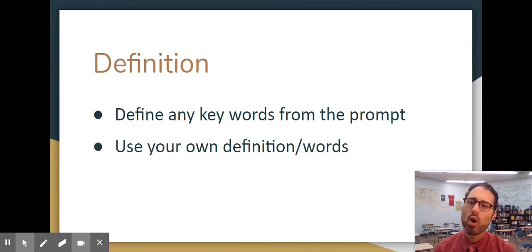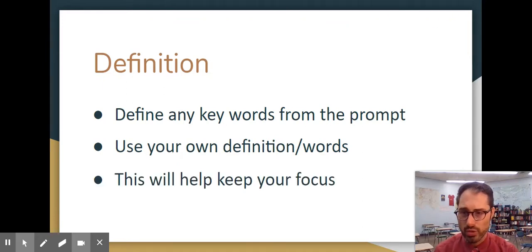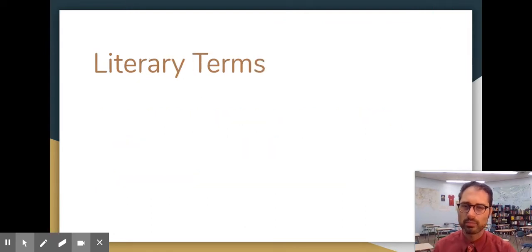And you want to make sure you're using your own definition and words, not from a dictionary or from a Google search. All of this will help you keep your focus so you're actually answering the question instead of doing a whole bunch of writing and then realizing that you didn't do the work that was assigned to you.